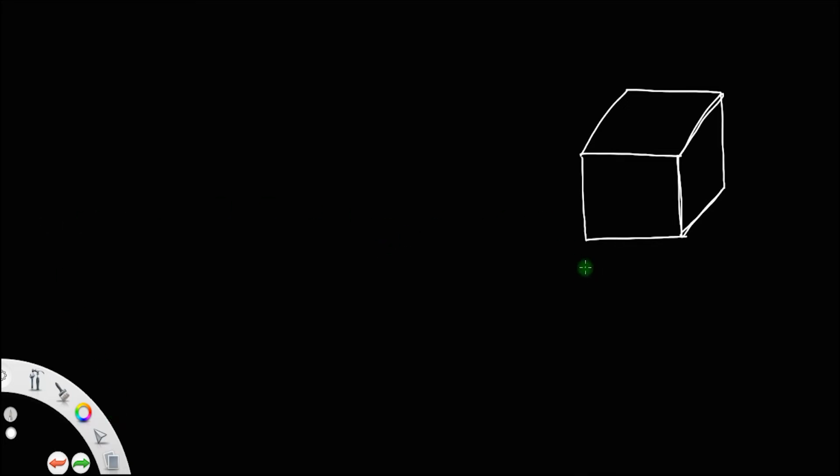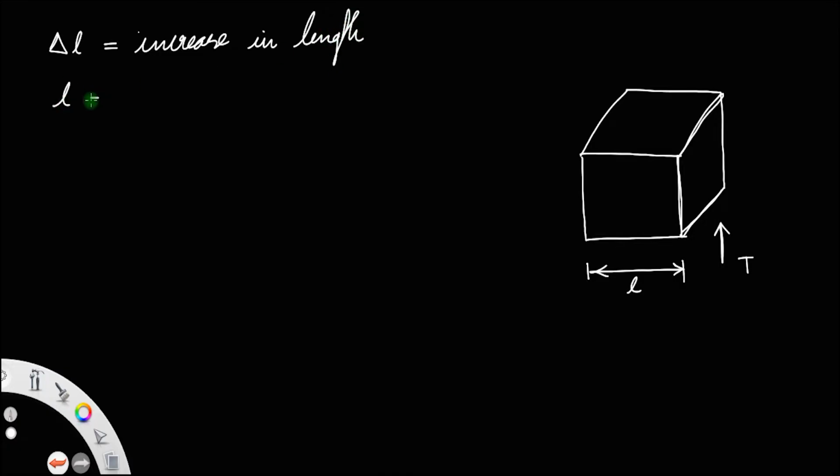Let us consider a cube of length L. Let this cube be heated to a temperature T. After heating, the length of the cube will increase. Let delta L be equal to the increase in length, and L the original length of the cube.